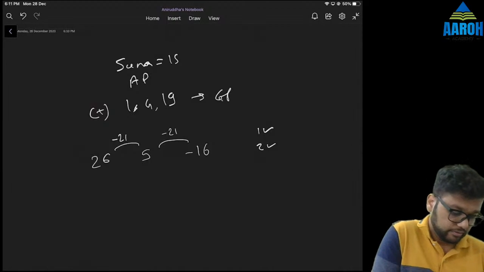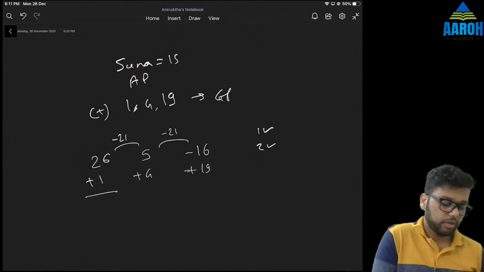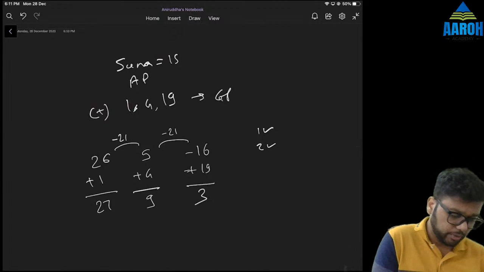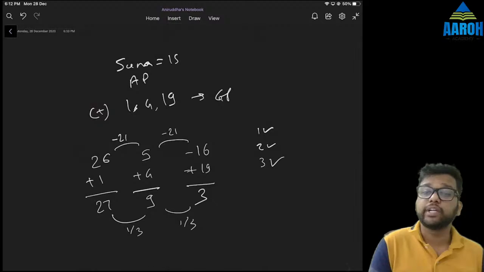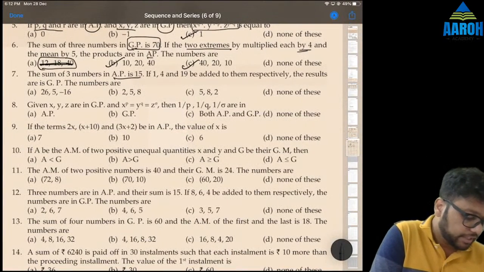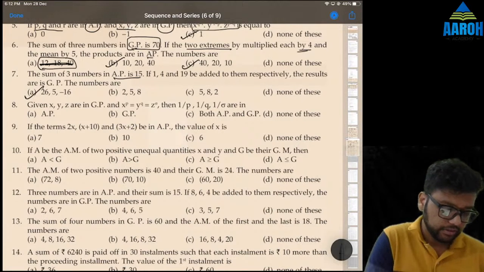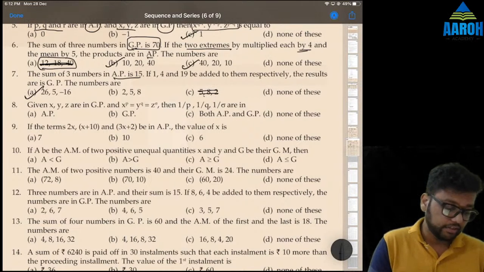Third, let's check. If we add 1, 4, 19, what do we get? 27, 9 and 3. They are in geometric progression because common ratio is 1 by 3. So third condition is also satisfied. That means option A is one of the correct answers. But let's check option B and C also. C is not possible because that is not in AP. B we can check. 2, 5 and 8.